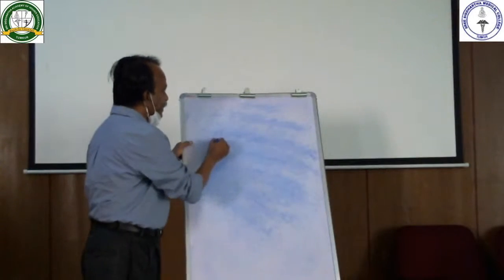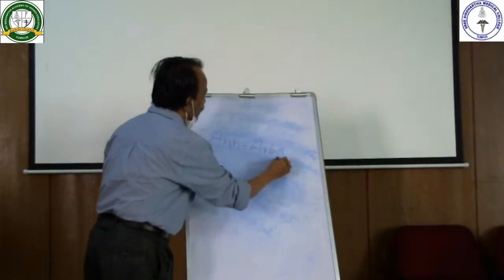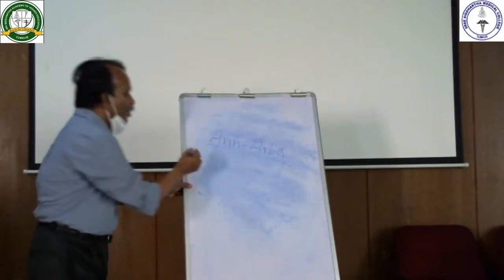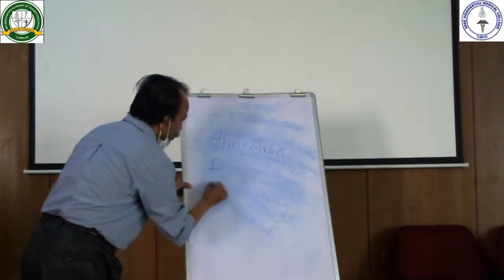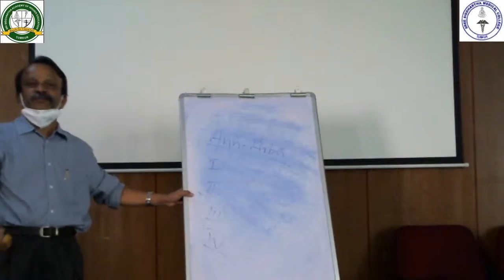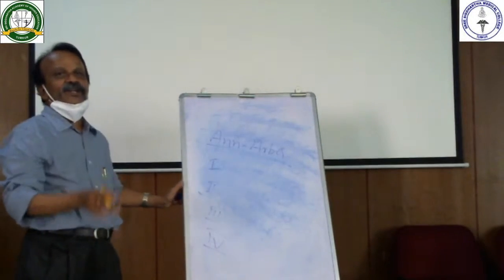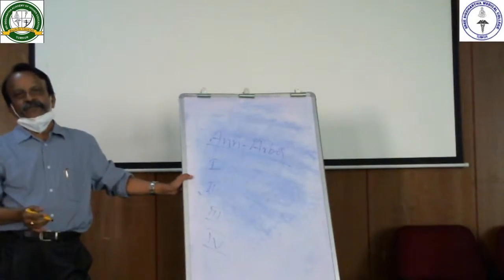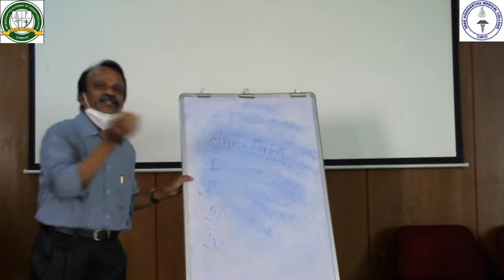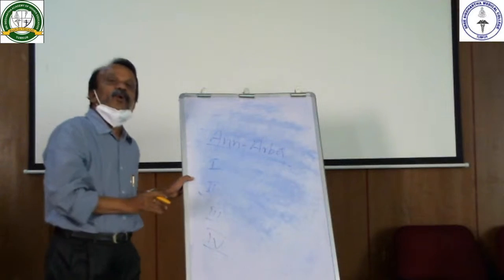That staging we call Ann Arbor staging. This was done in Michigan, where they staged Hodgkin's lymphoma into 4 stages: stage 1, 2, 3, and 4. So these are the 4 stages of the Ann Arbor staging. This is helpful for the prognosis and also for the treatment. For the treatment, they can do staging laparotomy, etc. So staging is helpful for the treatment aspect and also for the prognosis.